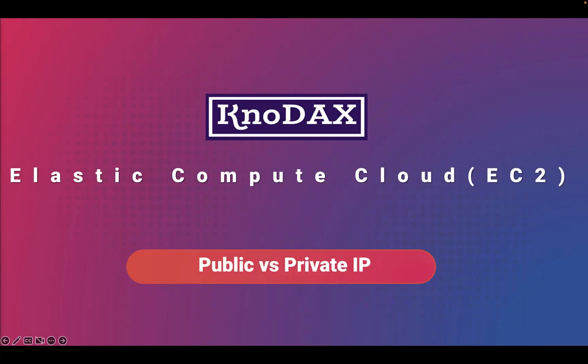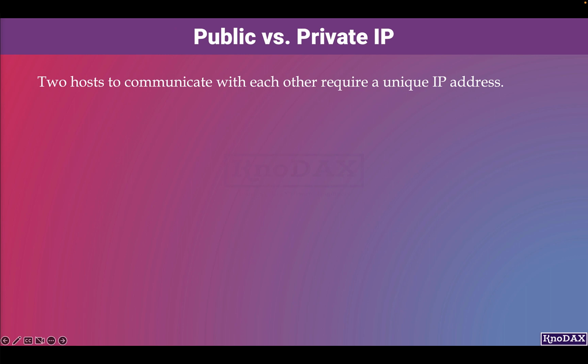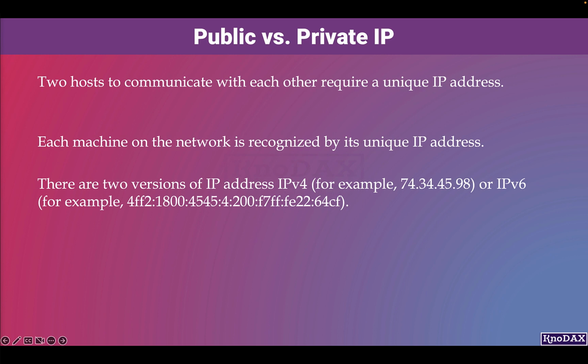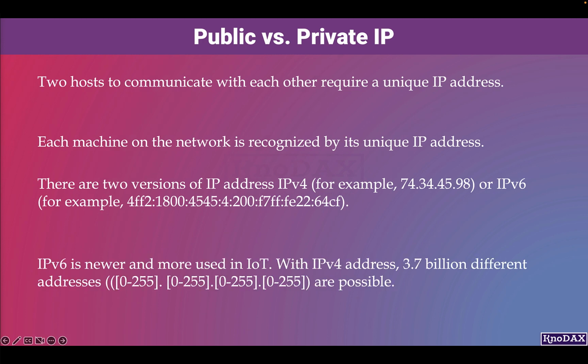This lecture is about public versus private IP. In computer networking, two hosts to communicate with each other require a unique IP address. Each machine on the network is recognized by its unique IP address. There are two versions of IP addresses, IPv4 and IPv6. We will be using IPv4 mostly.